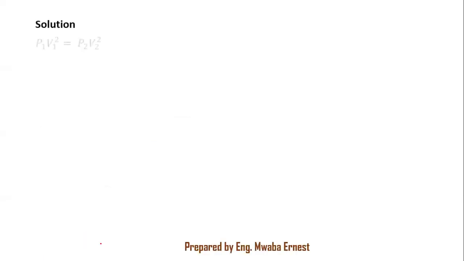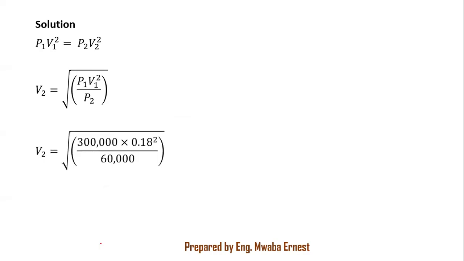Calculating the work done is simply with that kind of an expression. First of all, we're missing V2. If you make V2 the subject, you say V2 is equal to square root of P1 V1 squared over P2. And of course, you can substitute. Our P1 is 300,000 multiplied by V1, which is 0.18 squared over P2, which is 60,000. So from there, you get V2 as 0.162 square root, and our answer is 0.4025 cubic meters.